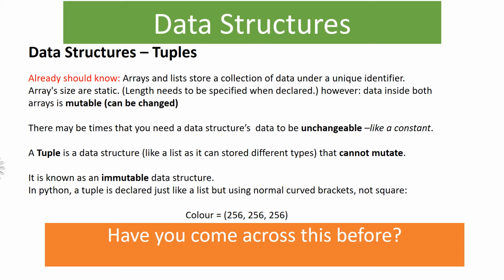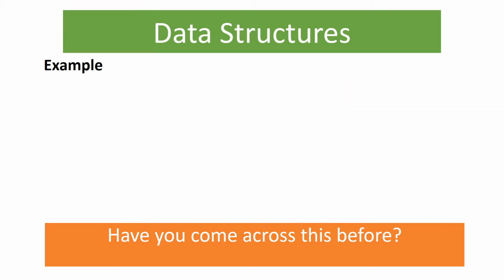But there are times that your data structure will need to be unchangeable. You might have constants. And we'll look at the reason why we use tuples a little bit later. So a tuple is a data structure, like a list, that can be stored in different types, and it can't mutate. So this is known as it being immutable. In Python, we use circular brackets or curved brackets, not square brackets, for a tuple. Your teacher will show you an example in class.